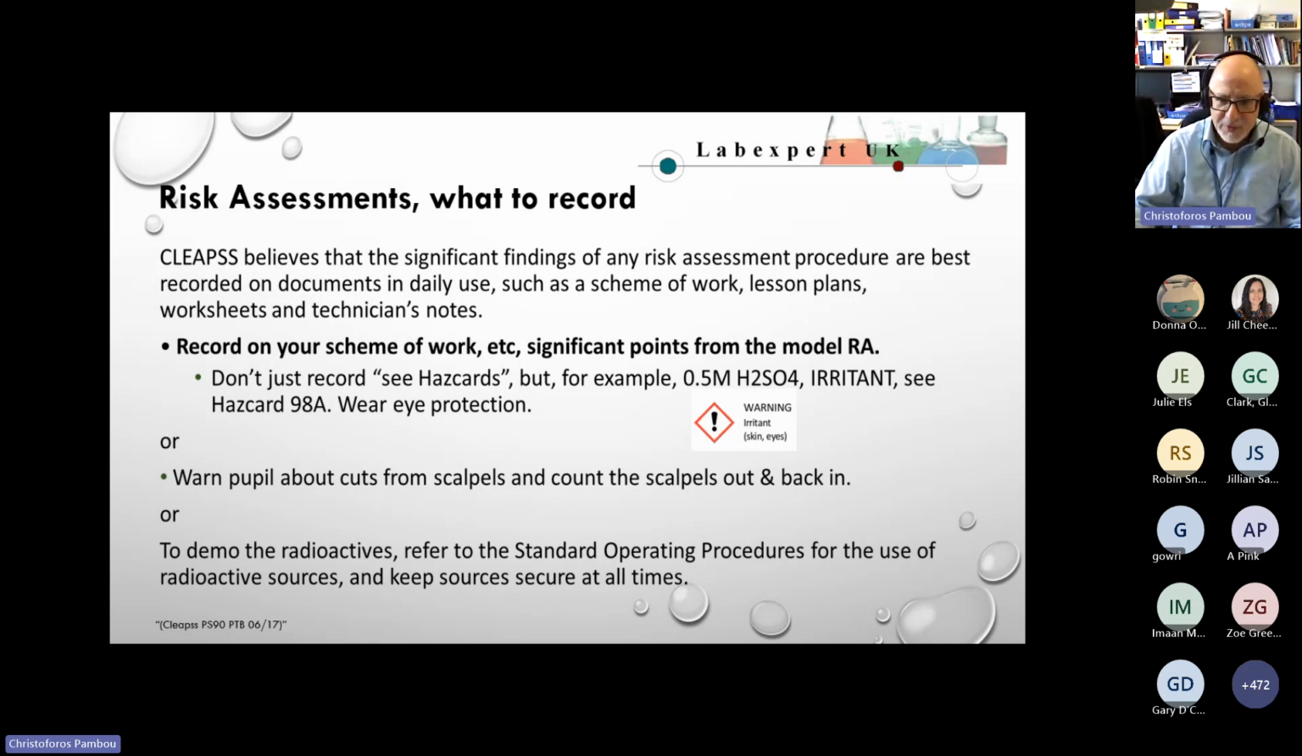A risk assessment is no good if it sits in a filing cabinet or in a folder on a computer, or it's on your desk. You've done this beautiful risk assessment and you've got it with you, but you don't inform the students. Then if something goes wrong, you're liable. The purpose of the risk assessment is for us to assess the activity and inform the users accordingly.